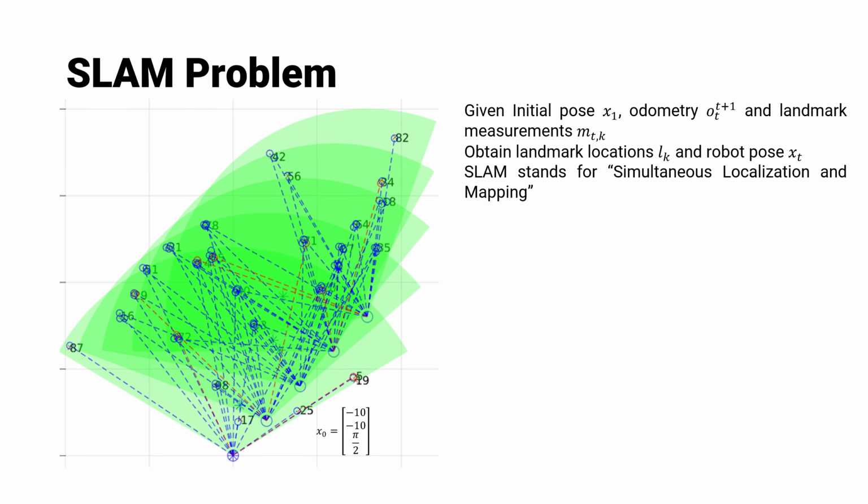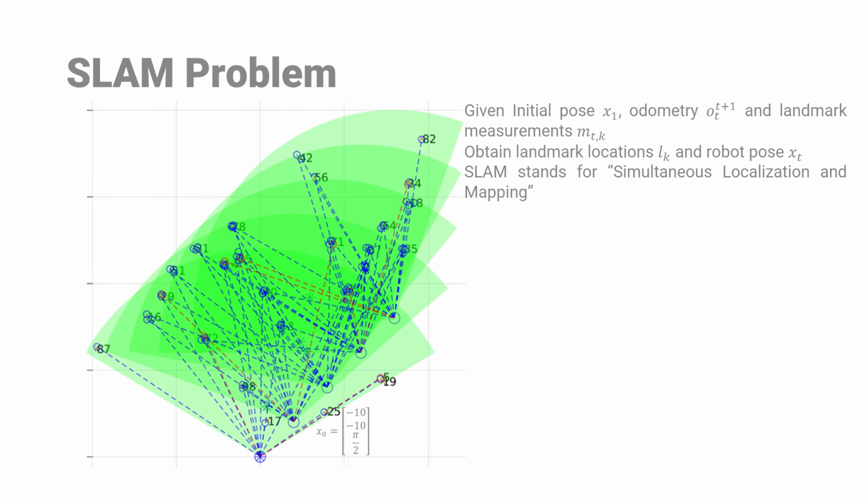The SLAM problem is as follows. Given the initial pose x1 or x0 and the odometry between time steps t to t plus 1 and the landmark measurements at every time t and for k different landmarks, we want to obtain these landmark locations lk and the robot pose xt. Obtaining the landmark locations with respect to each other is basically the mapping part. Obtaining the robot pose with respect to these landmarks is basically the localization part. Since we are trying to do this together, this is called simultaneous localization and mapping.